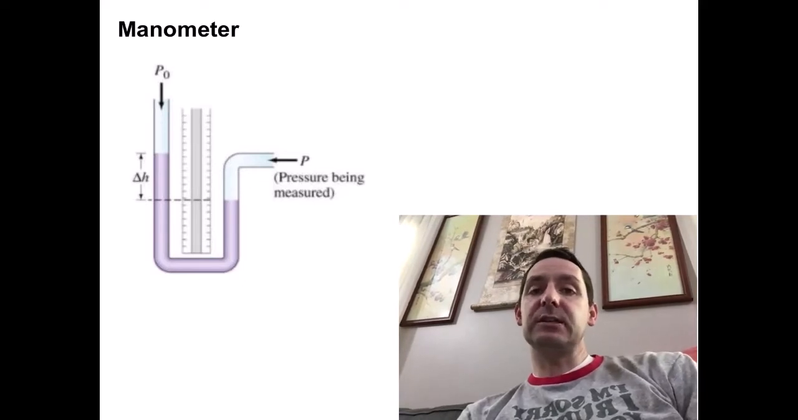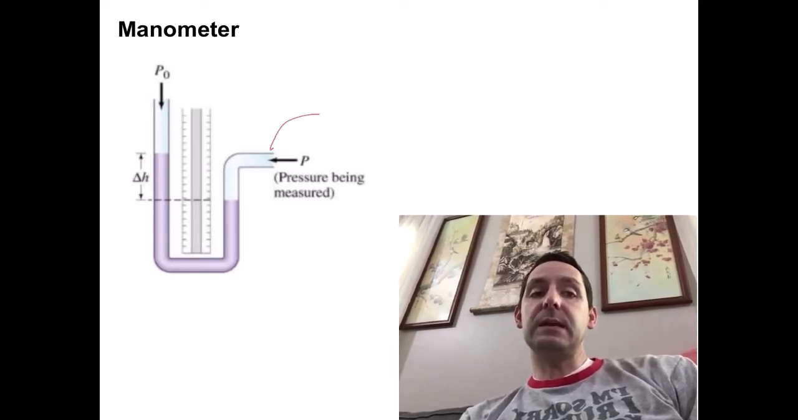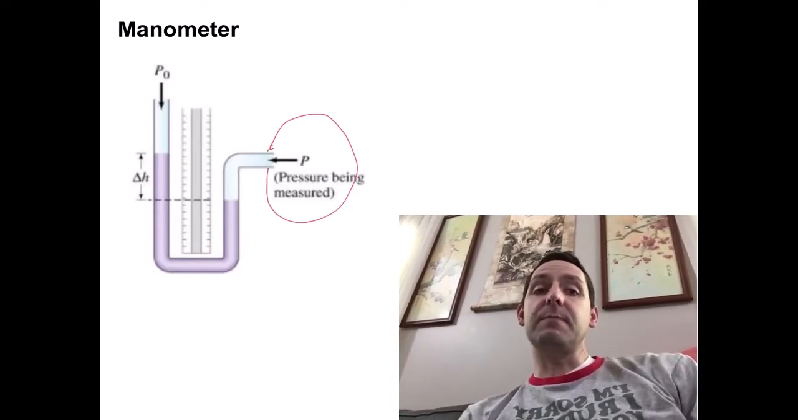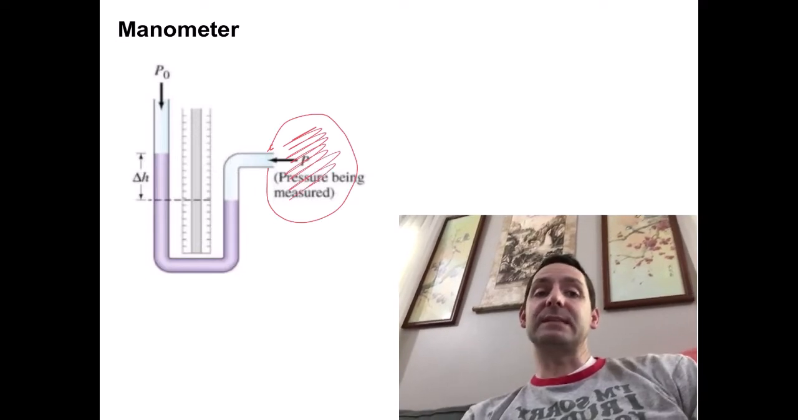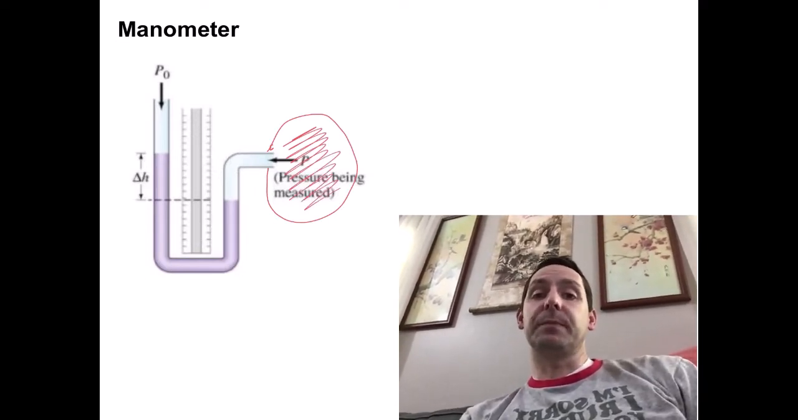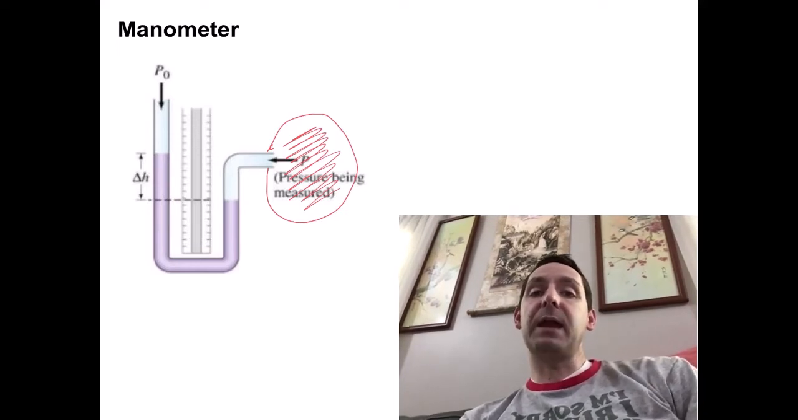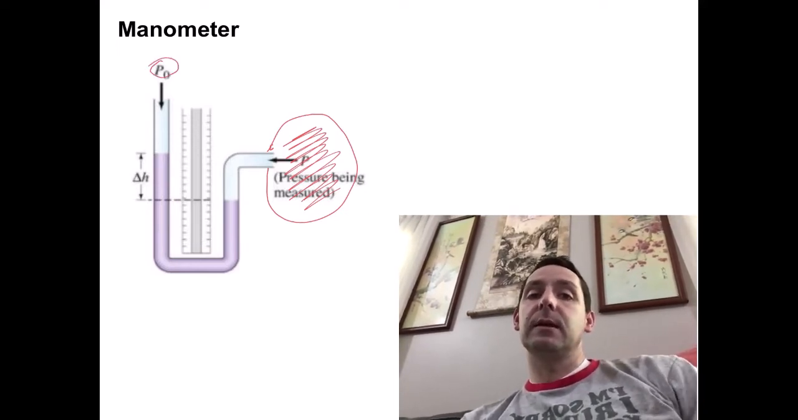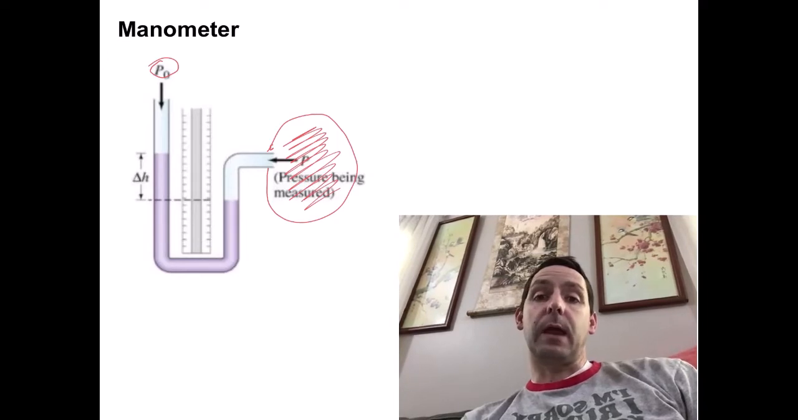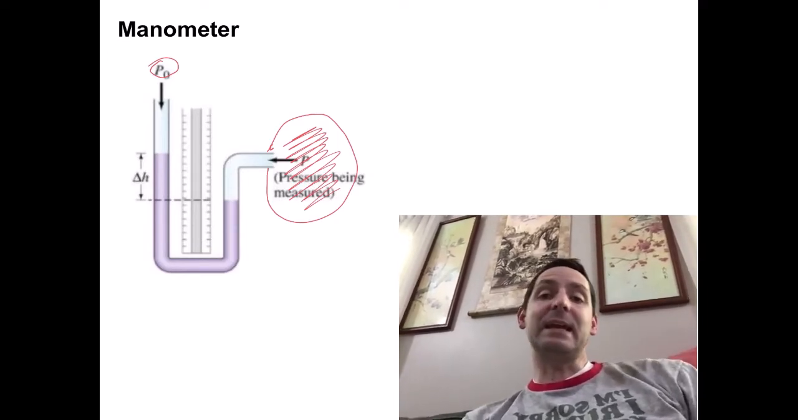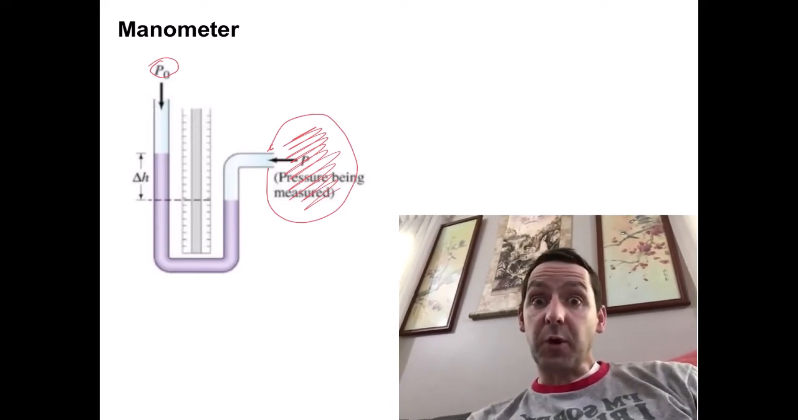Usually, this section that shows what's being measured will be connected to some kind of container, and we're going to be measuring the pressure that's inside that container. Now you can tell by looking at the manometer that we're going to be comparing that to the outside pressure. Now this could be just open to the outside. It could be connected to something of known pressure.